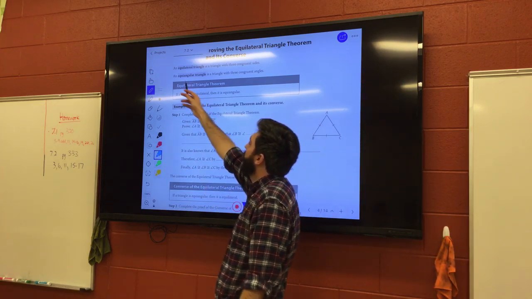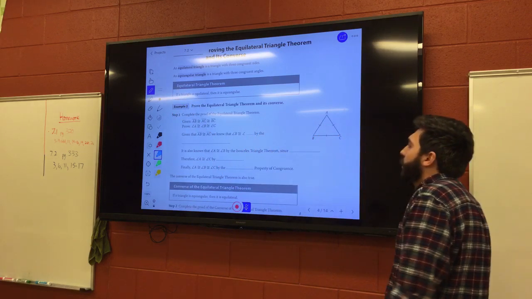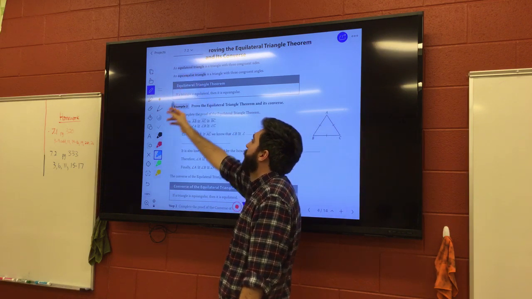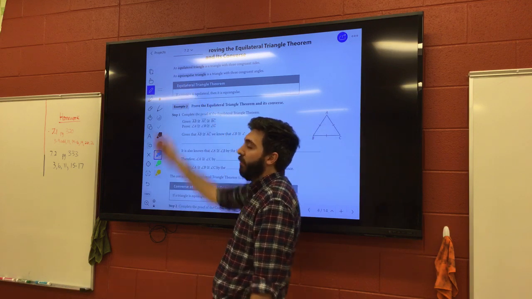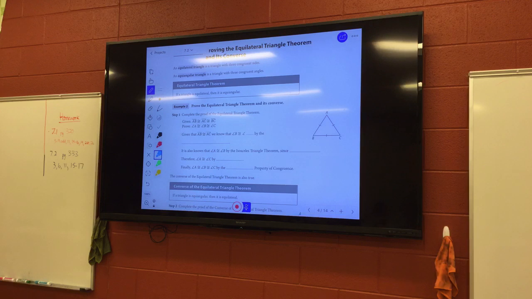And then those two things can give me this theorem, the equilateral triangle theorem. So this tells me that these two triangles are the same. So if a triangle is equilateral, then it's also going to be equiangular. So if all 3 sides are the same, that also means that triangle has to have 3 angles that are also the same.